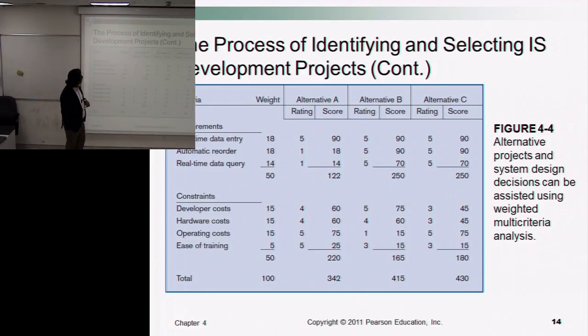Here we are given some weights. Each requirement is given a weight, let's say 18, 18, 14. Each constraint is given a weight 15, 15, 15, 5. You might be confused how these weights are assigned. Are these random numbers? No. Or are they some sequential numbers, like 18, 20, 22, 24 and so on? No, not even that. These are subjective.